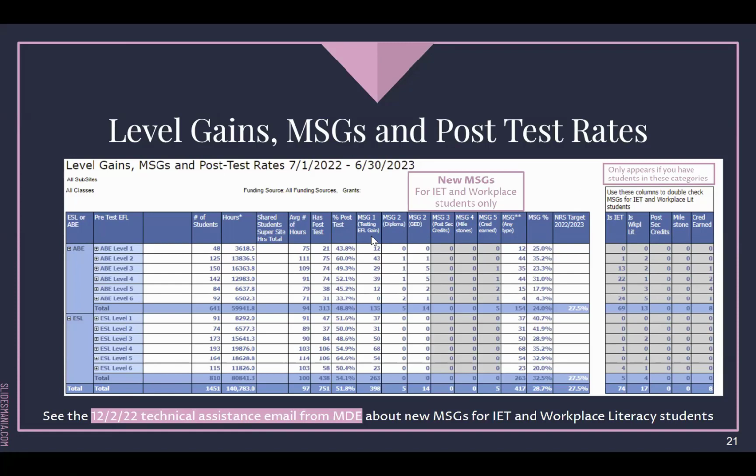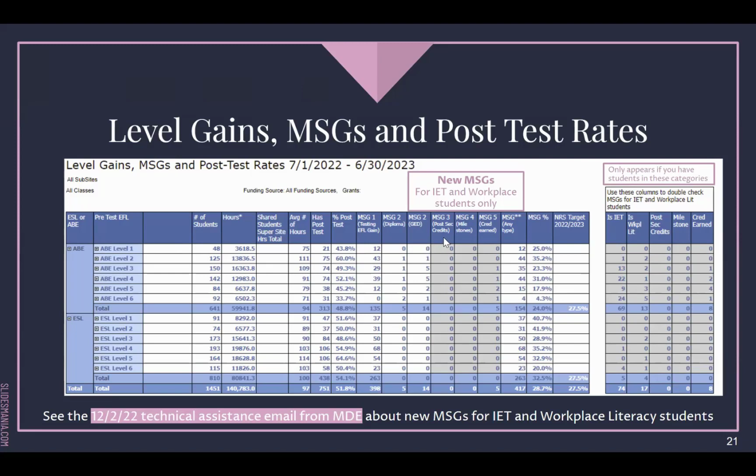The first MSG is the one we are all traditionally used to, which is the level gain MSG based on pre-tests and post-tests, showing if your student made a level gain in the NRS system. The second column is for students who earned a diploma. So that could be a local credit-based diploma or the not new anymore, the state competency diploma. This next one is also kind of MSG 2, and that's GED students. And we separated those two so if you want to pinpoint them a little closer, you can open it up and look at them.